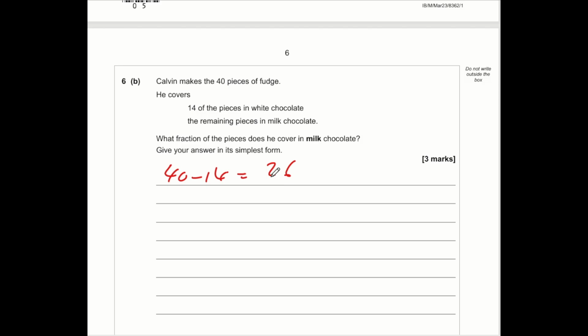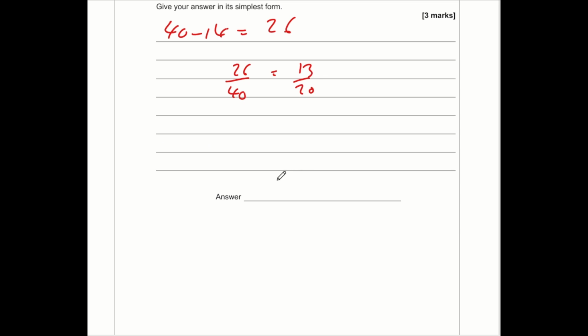So as a fraction, that is simply 26 out of 40. Both of these numbers are even, so let's divide top and bottom by 2. That is 13 over 20. There we go. So that's our answer, 13/20.